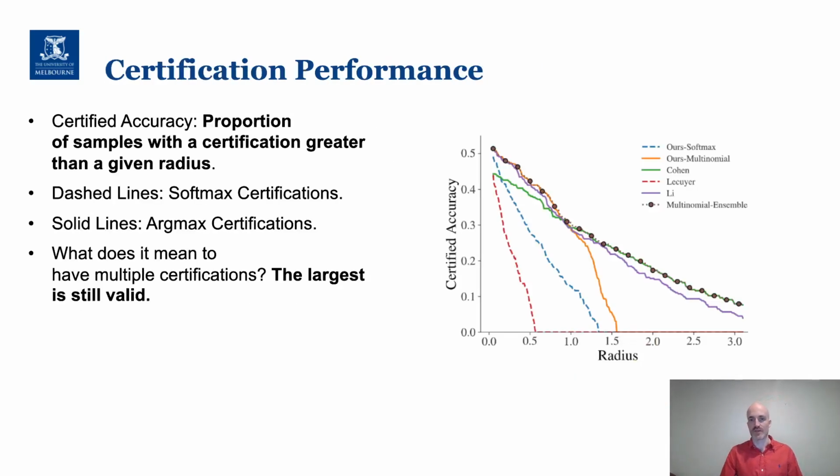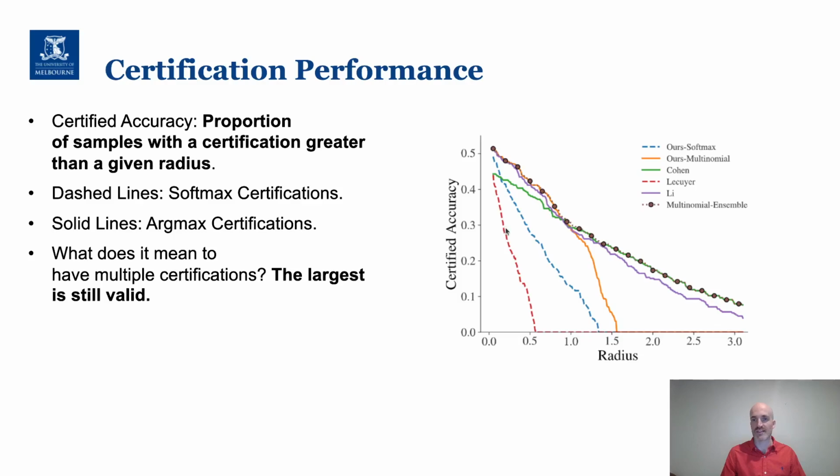To analyze the performance of our new technique, we turn to a fairly common aggregate metric that is used across the certification literature, which is the certified accuracy. The certified accuracy measures the proportion of samples that have a certification greater than a given radius. So for example, at this point here on the blue line, we have a certified accuracy of about 0.35 associated with a radius of about 0.5. So this says that 35% of samples have a certified radius larger than 0.5. And so under this metric, larger numbers are basically better in terms of the y-axis.